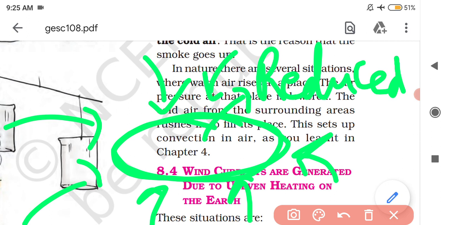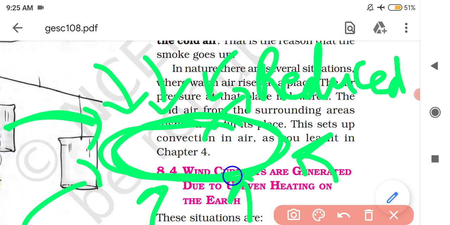Hot air will rise up and the cold air which is present in the surrounding will move towards the place of hot rising air, the empty space vacated by it, and this leads to what? Blowing of the winds.